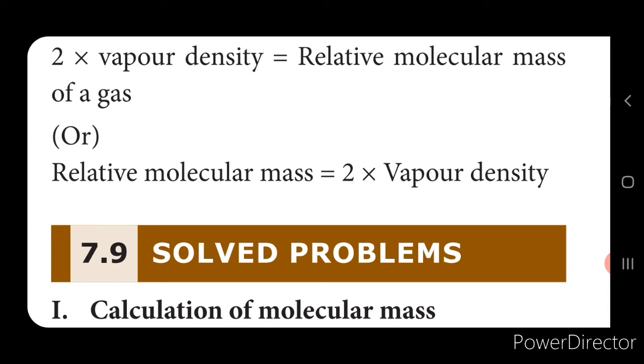So this derivation is very important. See to it that it is a simple derivation where first you substitute the volume by N, and N is equal to 1. So you substitute 1 instead of N, and you write one molecule of hydrogen as 2 into mass of one atom of hydrogen, and at the last you arrive at relative molecular mass is equal to 2 into vapor density. This is a very important question. Write the derivation that is given on page number 99 so that it will be memorized.